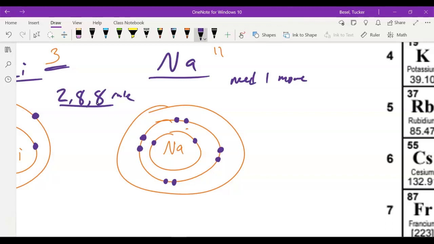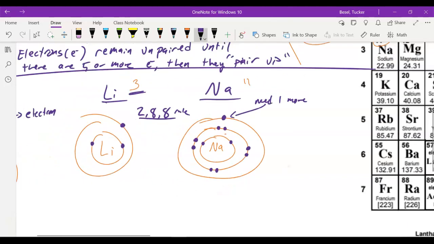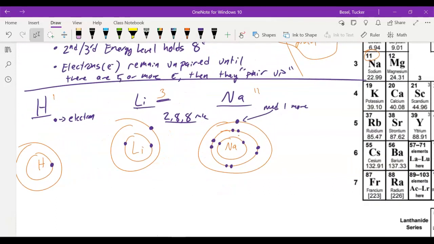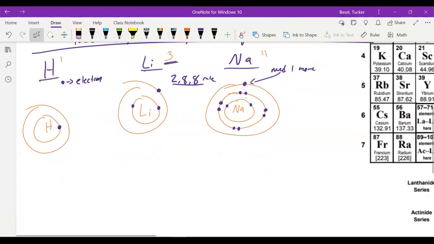So the 2-8-8 rule, I've got 2 in the first and 8 in the second, so then I need to do 1 more in the third. Okay, so that's where that one went. All right, so as you can see, that's just kind of the pattern that we go through while we do this.